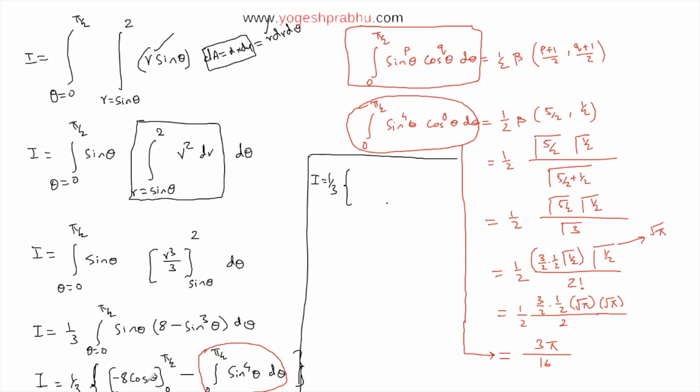Tell me what is cos 90? 0. Yes. Cos pi over 2 is 0. And cos 0 is 1. So it is minus plus 8. Minus. This answer is 3 pi over 16. Okay. I equals 1 over 3, 8 minus 3 pi over 16. Is this the same answer that he has got?